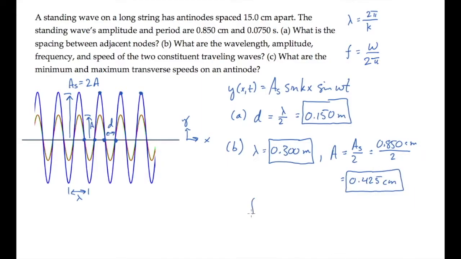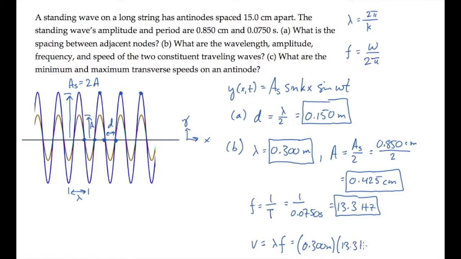The frequency of each traveling wave is 1 over the period given in the problem statement. That works out to 13.3 hertz. And finally, their propagation speed, lambda times f, wavelength times frequency, works out to 4 meters per second.